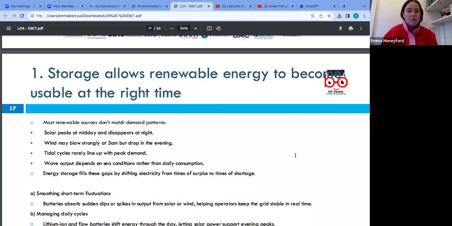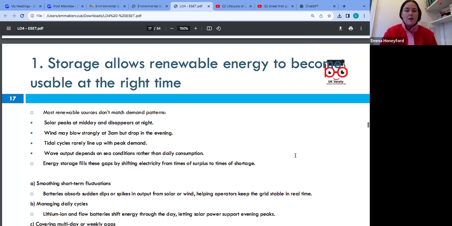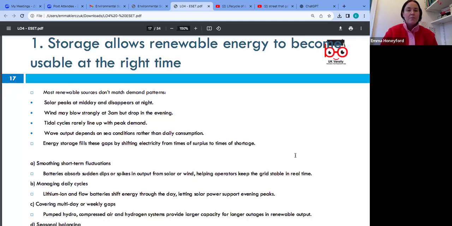Most renewable sources don't match patterns of demand. Solar peaks at midday and disappears at night. And then we have another example. Wind power may blow strongly at 3 a.m. but drop in the evening. Tidal cycles rarely line up with peak demand. And wave output depends on sea conditions rather than daily consumption. So we see there we're at the mercy of nature. Nature is unpredictable, so that is why it's seen as being quite limited.